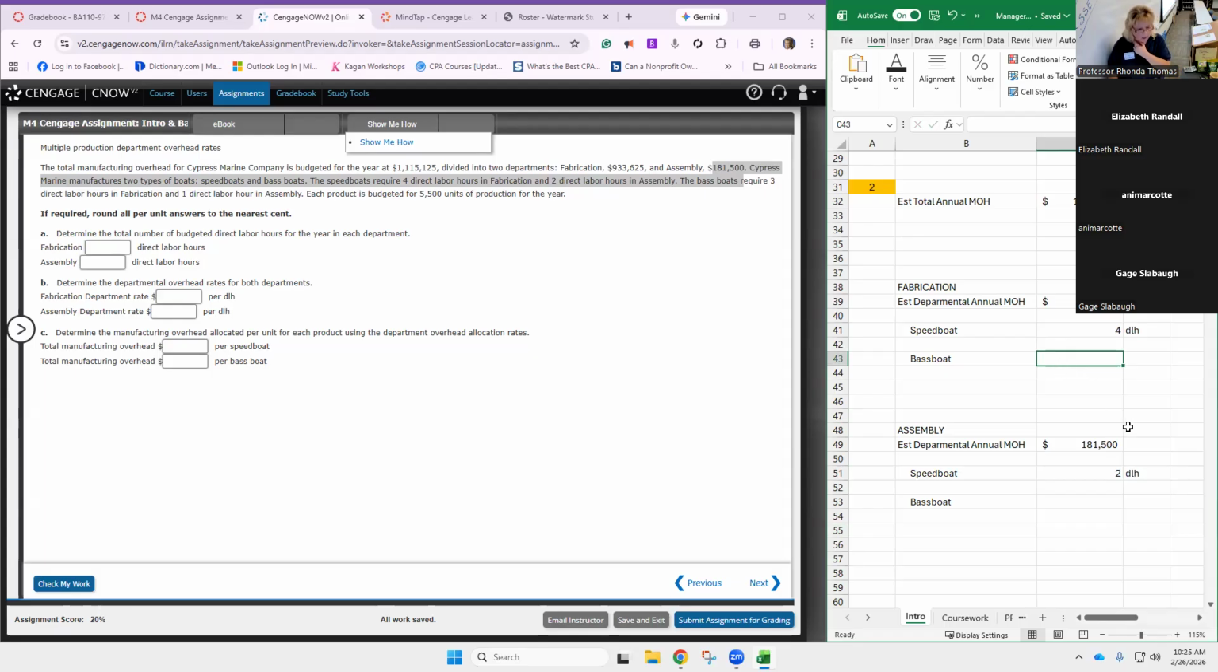And then the bass boat is 3 direct labor hours of fabrication and 1 direct labor hour in assembly. Now I thought these were supposed to be treated the same. Well, they've dug in a little deeper. Which one's taking longer to make? I think your speedboat is, right? It's got 4 direct labor hours and 2 direct labor hours. The bass boat has 3 direct labor hours and 1 direct labor hour. Yep. So the speedboat must be more labor intensive.